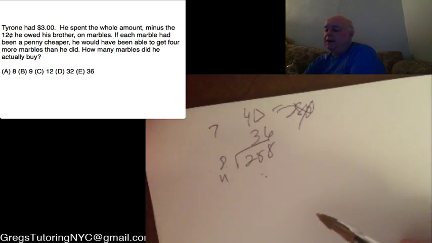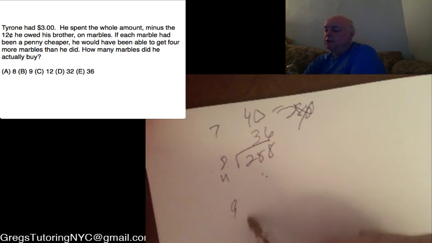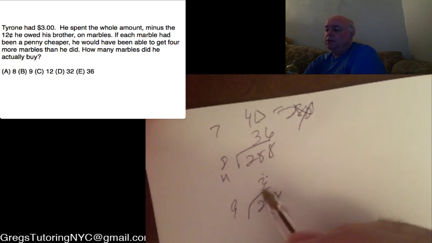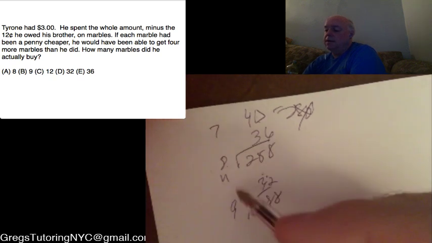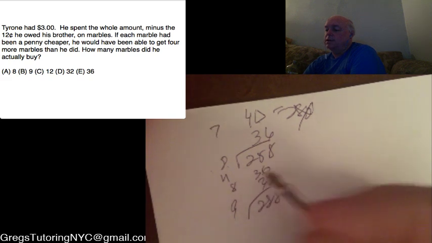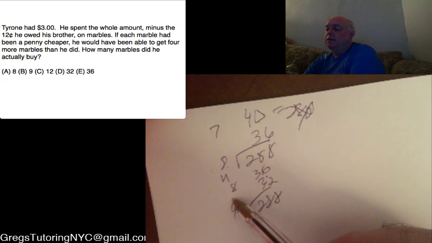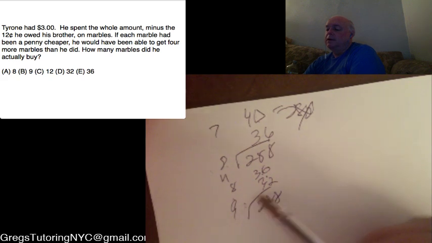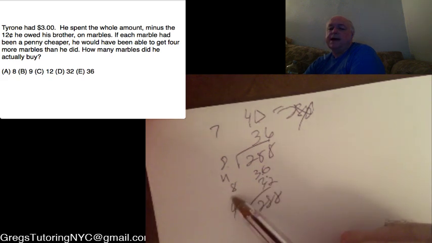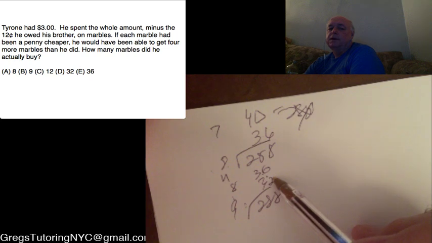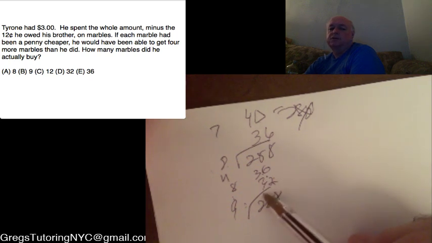If we go with B, B was 9. If we divide that into 288, we get 32. Okay, so it's the same thing. If we go 8, can we get to 36? Yeah, we do. But remember, there's a problem here. This is the count and the number of marbles. This is really reflecting answer D.